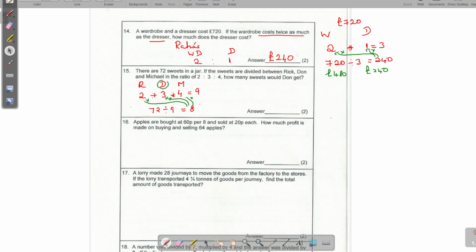So Don, that's what we want. 8 times 3. Don gets 8 times 3, which is 24.